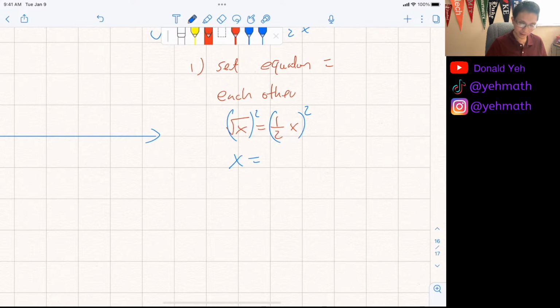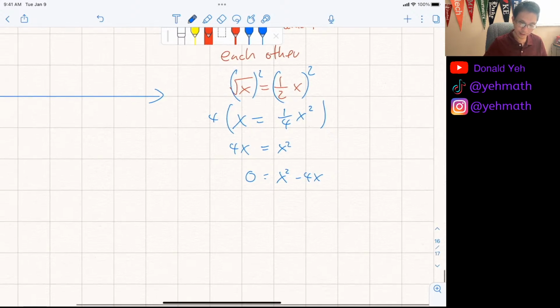And that's going to give me x equal to 1/4 x squared. This one is going to be squared, sorry. What do I do next? No, you don't divide it by x. Don't ever do that. Subtract x. But before that, I don't like fractions. How do I get rid of fractions? Multiply by 4. Good. So that's going to be 4x equal to x squared. And subtract the 4x to the other side because you set the equation equal to 0. And then 0 is equal to x times (x minus 4). And then x equal to 0, x equal to 4.